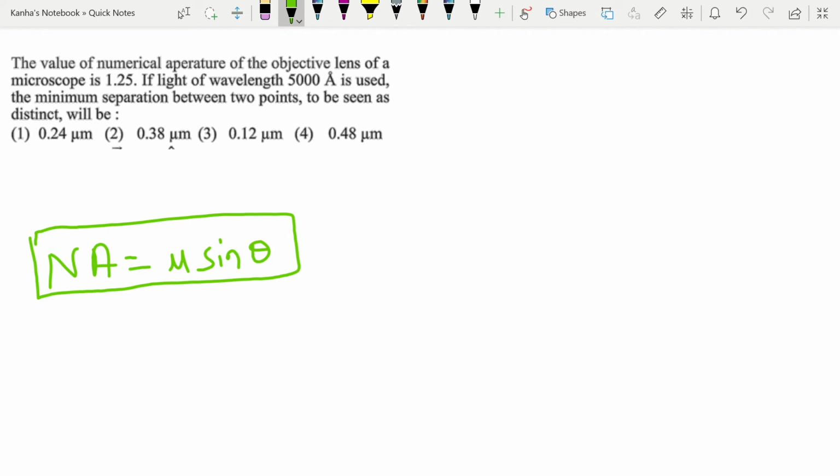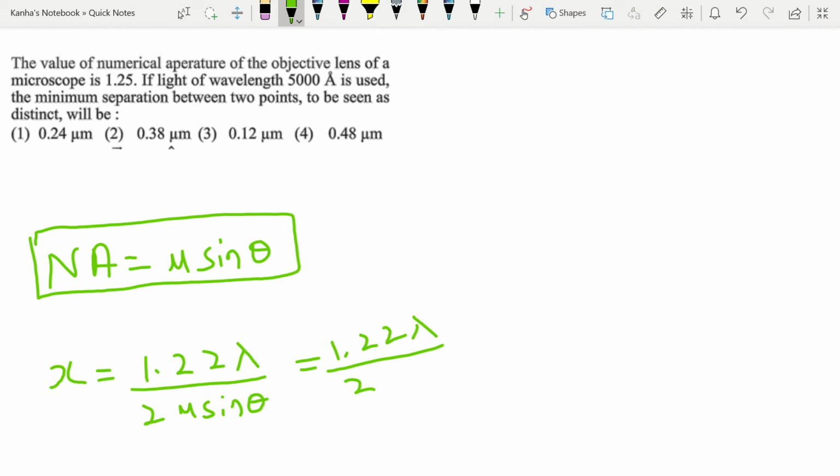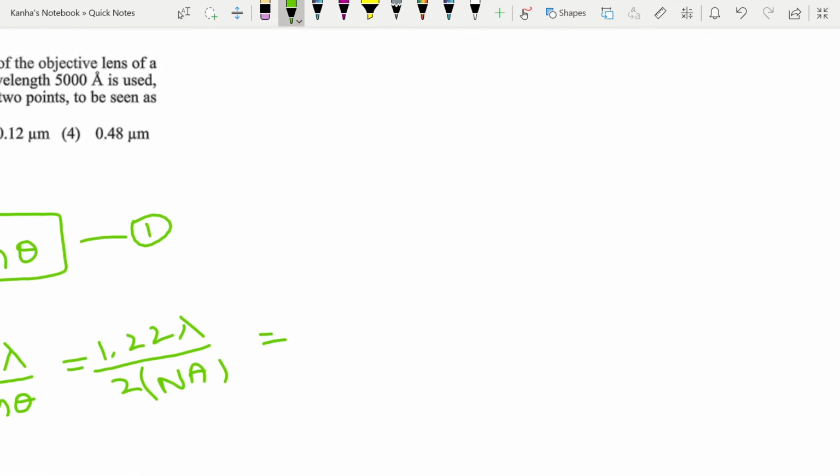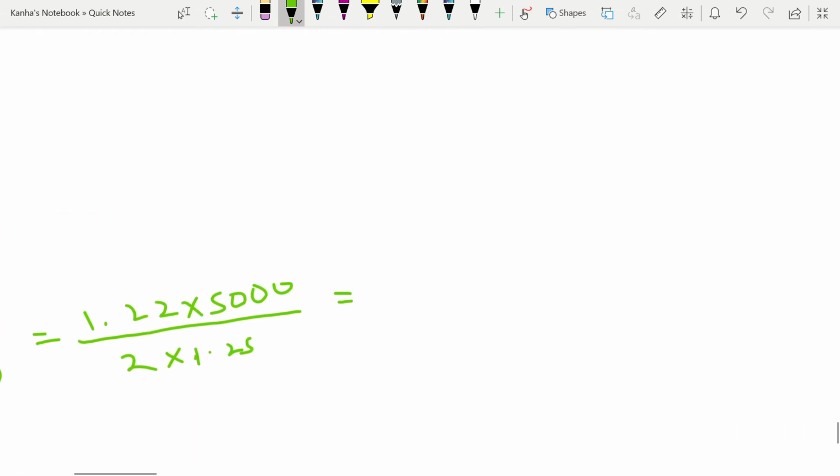Now I need to find the distance. I already have the formula for this. It is 1.22 lambda divided by 2 mu sine theta, which is nothing but 1.22 lambda divided by 2 times the numerical aperture. You should definitely note this down. It is 1.22 into 5000 angstroms divided by 2 into 1.25, which is nothing but 0.24 micrometer.